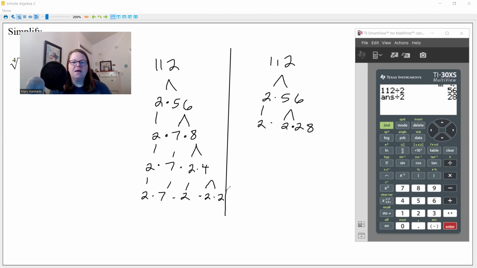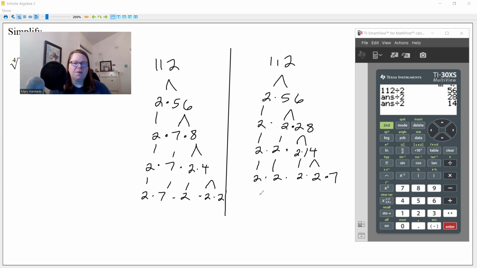Okay. Over here, I've got a 2 and a 2, and then I've got 28. Well, since we're dividing by 2s, let's do that again. 2 times 14. Well, then I've got these 2s, and then 14 is 2 times 7, right?